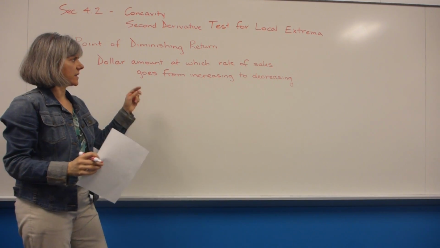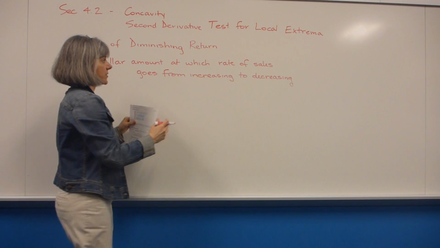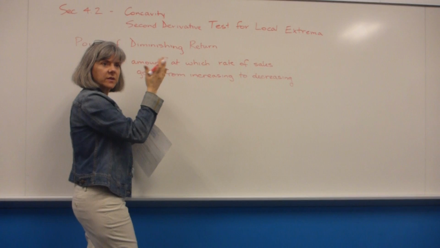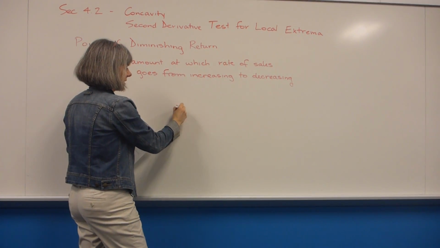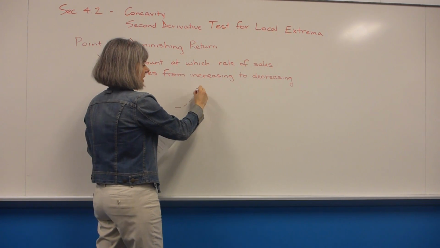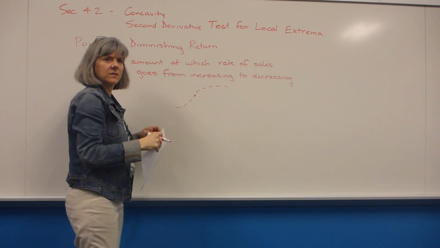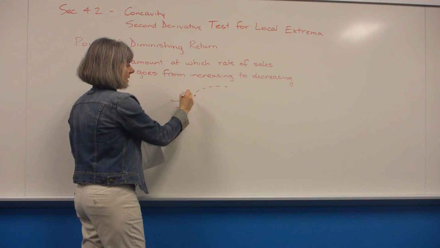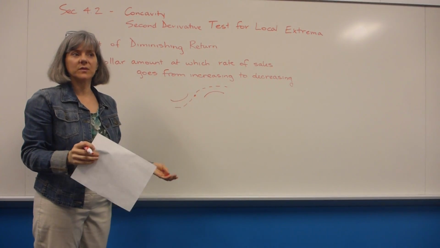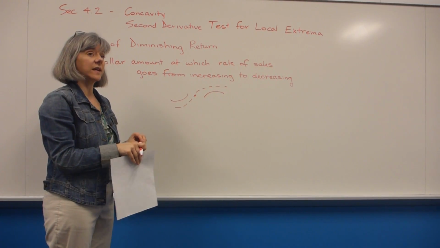So did the sales go from increasing to decreasing? No, the rate did. So the rate used to be increasing. In other words, it used to be concave up, right? I'm increasing, the rate's increasing. And now all of a sudden, it's starting to decrease. What does that look like right there? I went from concave up to concave down. Inflection point. It's an inflection point. So the point of diminishing return is exactly the inflection point. So we can find out with which derivative?